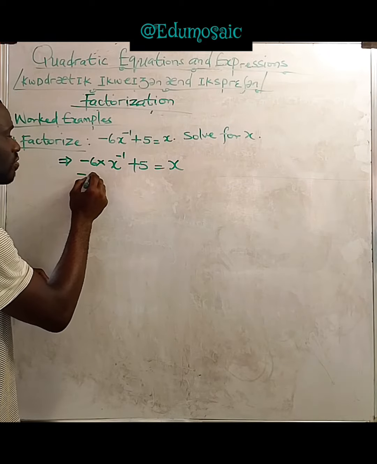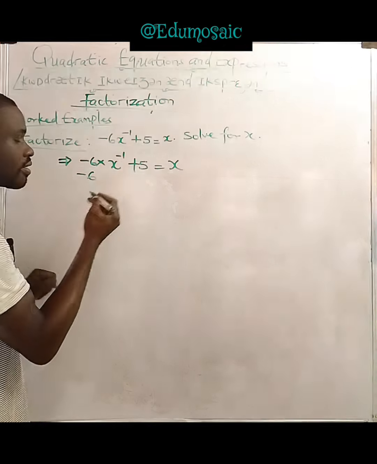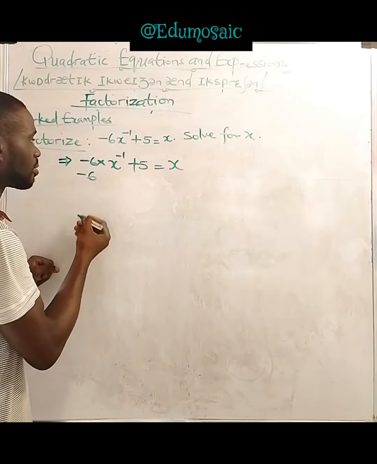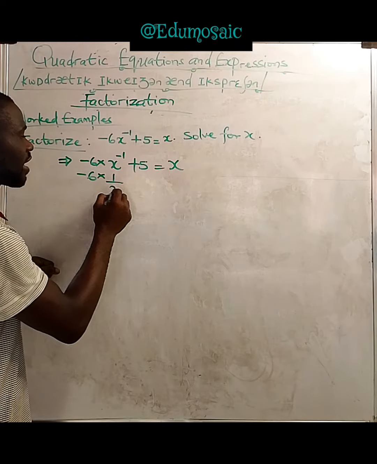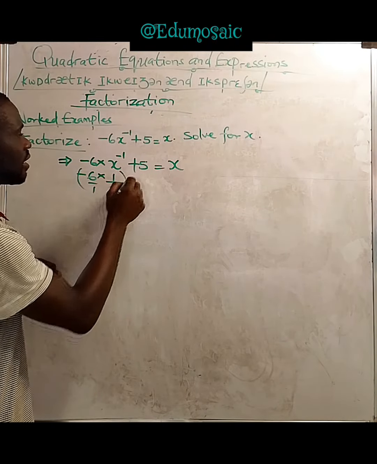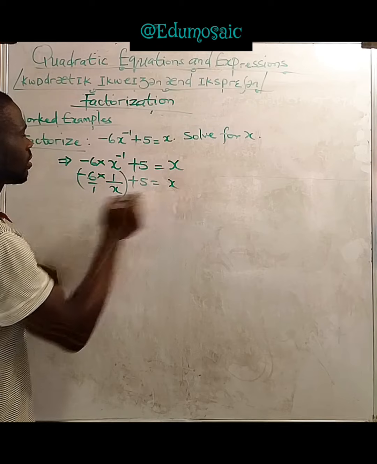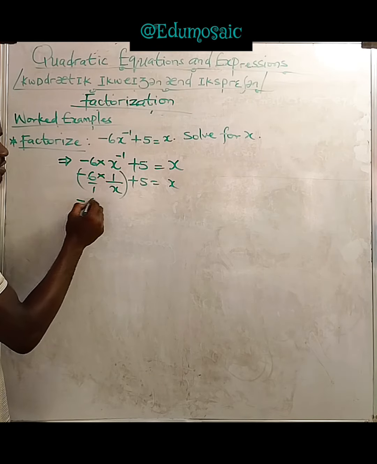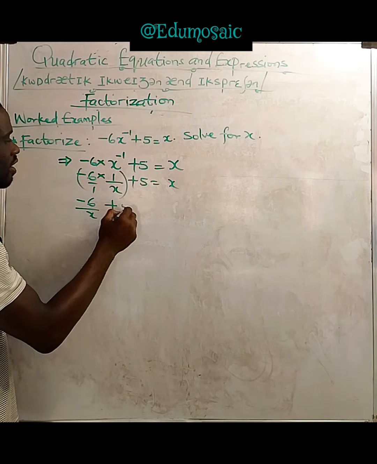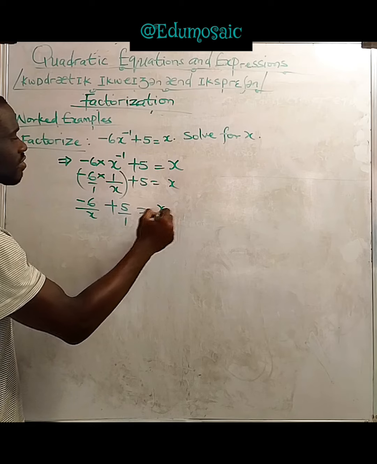So don't forget your laws of indices. You need a good knowledge of indices to understand this 100%. This times 1 over x, then this plus 5 equals x. So minus 6 times 1 is minus 6 over x, plus 5 over 1 equals x over 1.